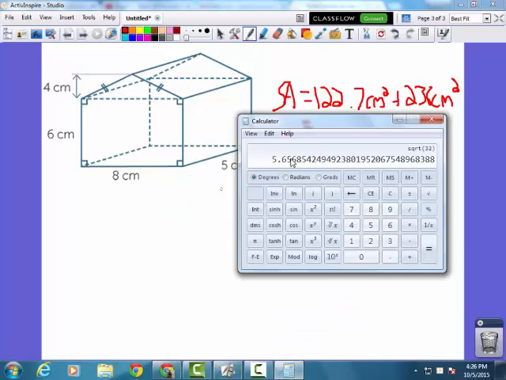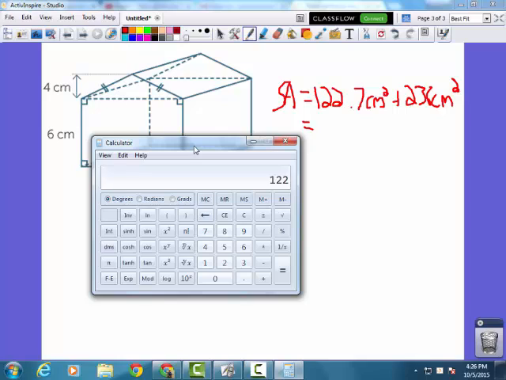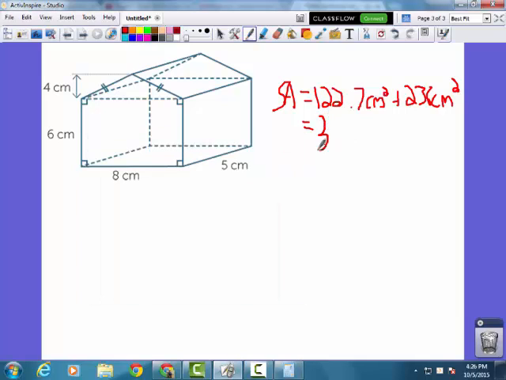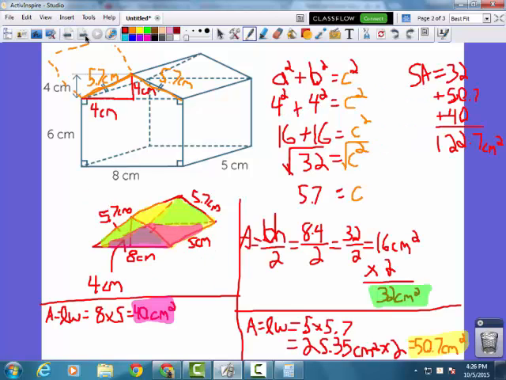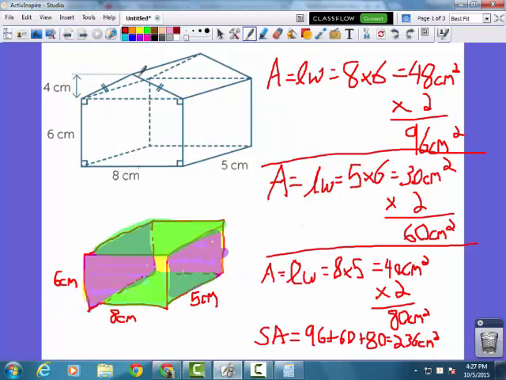Let's use our calculator for that and make it quicker. So 122.7 plus 236, 358.7 centimeters squared. Awesome. So that considers if our triangular prism was by itself and a rectangular prism was by itself.